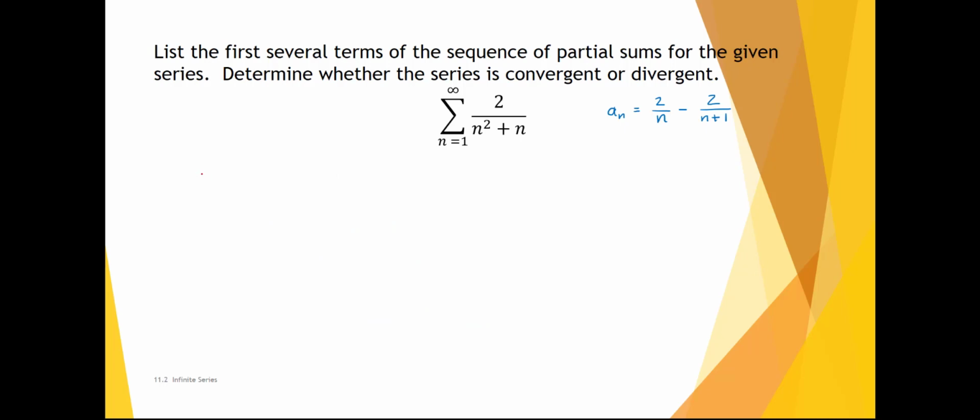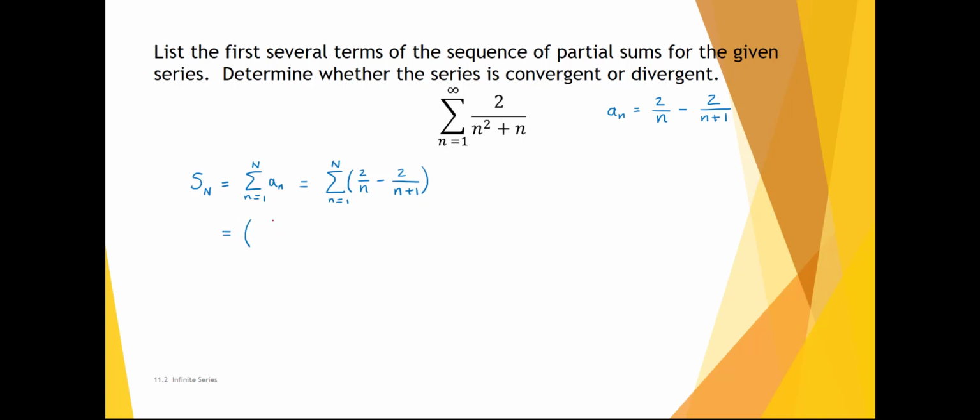Now let's look at our sequence of partial sums. S sub n is the sum from n equals 1 to capital N of the term a sub n, or with our new expression, is the sum from n equals 1 to capital N of 2 divided by n minus 2 divided by n plus 1. Now what I'm going to do is write out several of these terms.